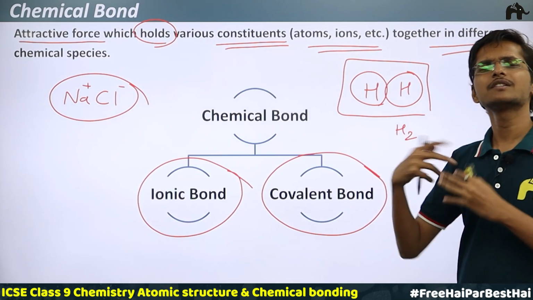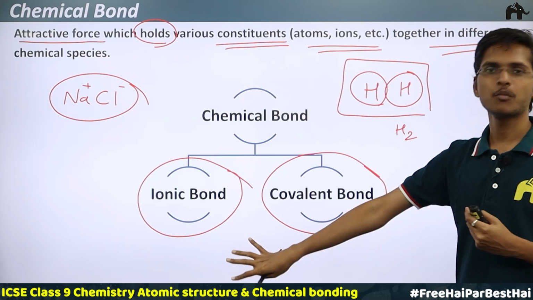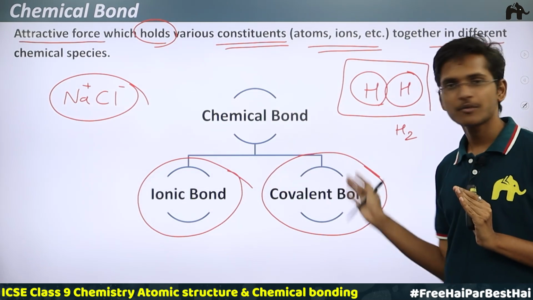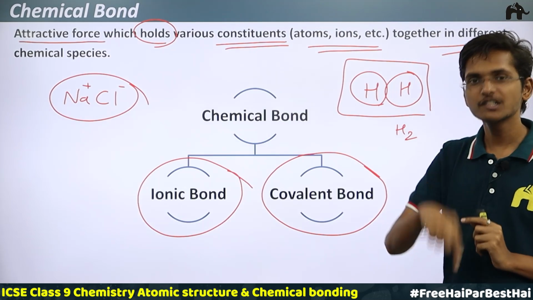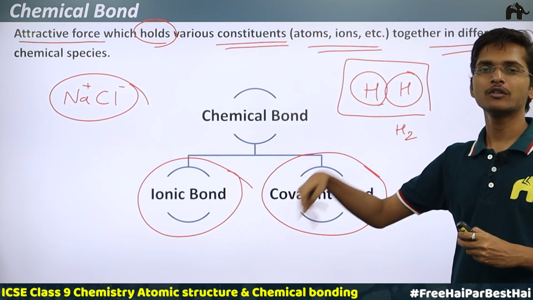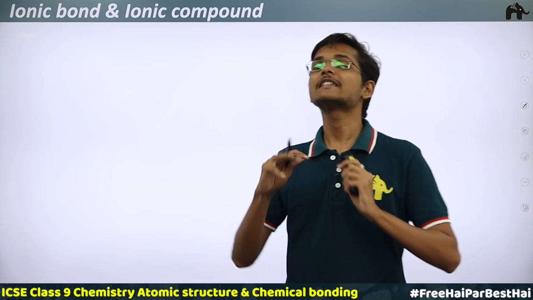Okay, so I have just tried to introduce two types of chemical bonds to you, ionic bond and covalent bond. Don't worry, we are going to study each type of bond in very much detail. So in this video, we are going to study about the ionic bond. So what is ionic bond? What are ionic compounds? How are they formed? Okay, so now let's see what is ionic bond.